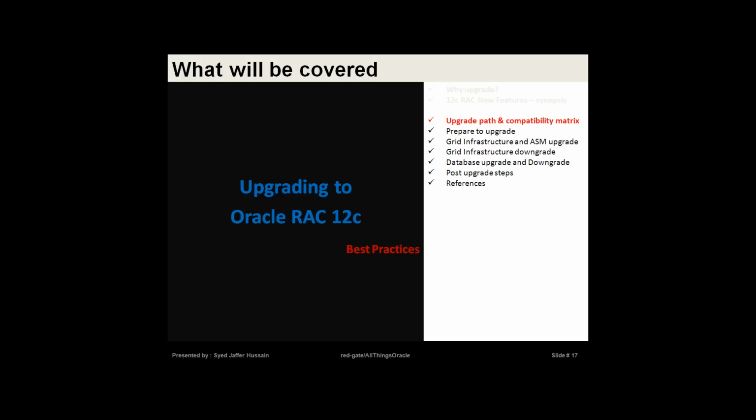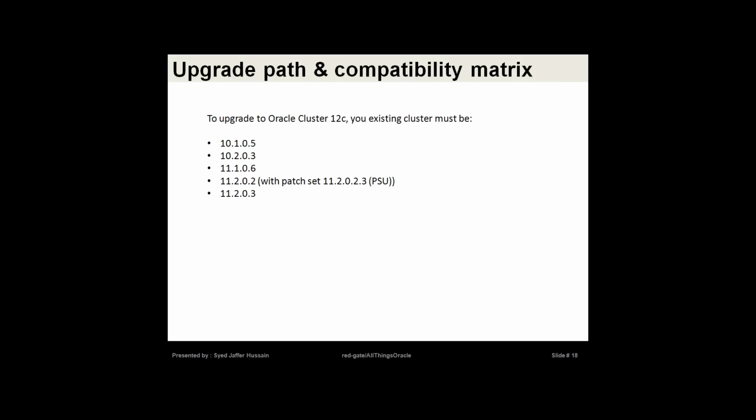Now let's get started with the upgrade details, focusing more on the best practices and the methods that are available to upgrade your RAC as well as a RAC database. One of the most important factors before you start upgrading your cluster environment is checking the compatibility and upgrade path of your existing environment. For example, if your current environment falls in this list, the one which I have listed, then you are good to go with a direct upgrade. If your current RAC environment does not fall into these categories, then you need an indirect upgrade. So you have to first upgrade to one of the versions mentioned here, and then you go with the 12c upgrade.